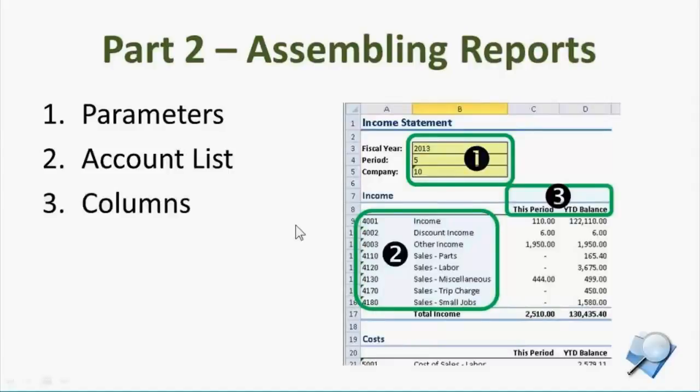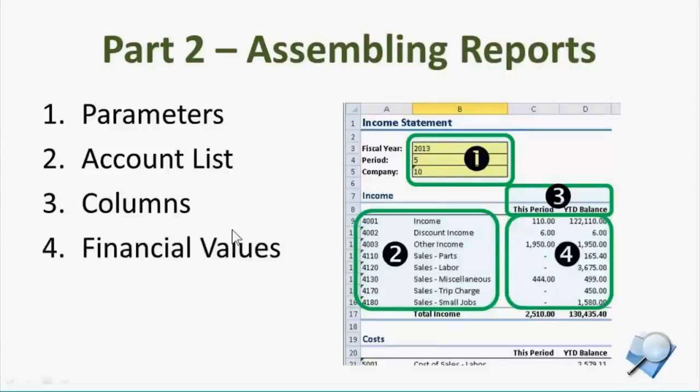We have our columns, and in this example, current period activity and the year-to-date balance. You could also have monthly periods and so on and so forth, or quarterly totals and whatnot in this column. Your financial values, which we've just covered, how we pull those in using the TSGL amount function, and totals. So those are kind of the 5 components that we look at as far as how a report is assembled.